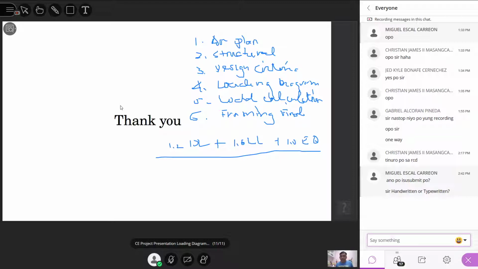Naintindihan nyo, class? Tinatanong niya kung type written. Hindi type written. Kahit hindi handwritten. Gawin nyo, i-CAD nyo para mas maganda. So, anything. Basta importante, magawa nyo itong mga items na to. Okay? Any question, class? Alam ko, mga 3 o'clock lang yung ginawa ko. Any question? Tanong.